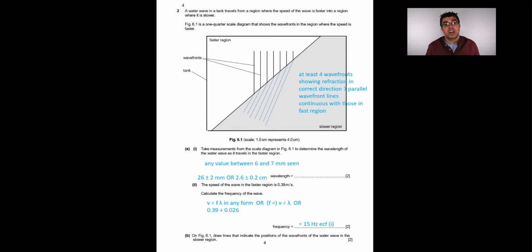Now, the diagram works because not only do they fall in behind, they're all parallel with one another, and in the slower region, the waves should be closer together, which in this case they are.